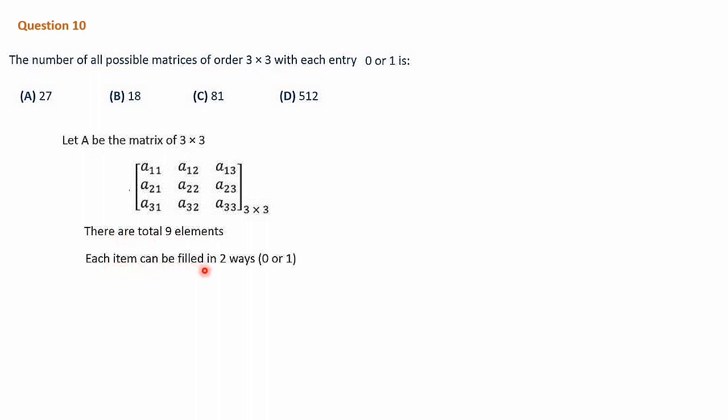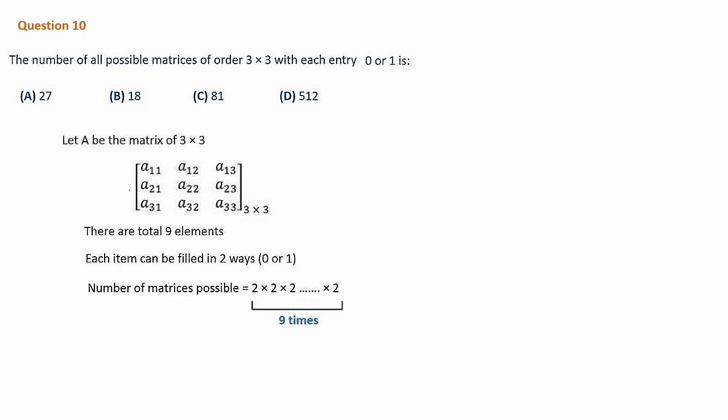Each element can be filled in two ways, either 0 or 1. For the first one, A11, you can put either 0 or 1. And for A22 also, you can put either 0 or 1. Like that, all the elements. So the number of matrices possible is: first element 2 possible ways, second element 2 possible ways, third element 2 possible ways, and so on, up to the 9th element, 2 possible ways. We have to multiply 9 times because there are 9 elements.